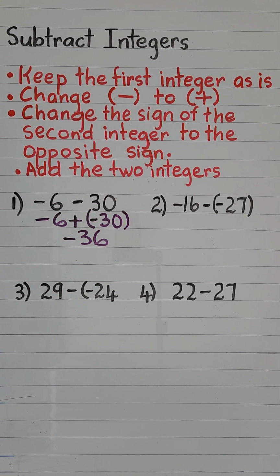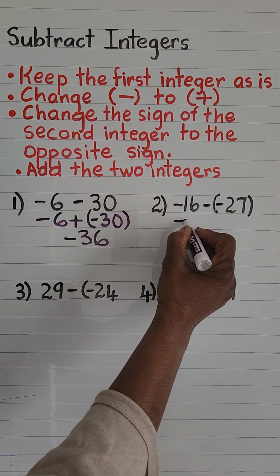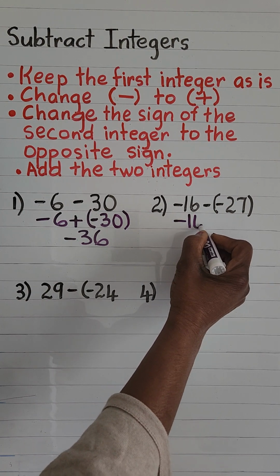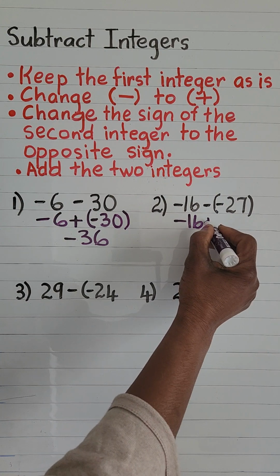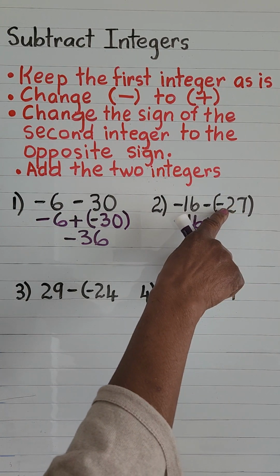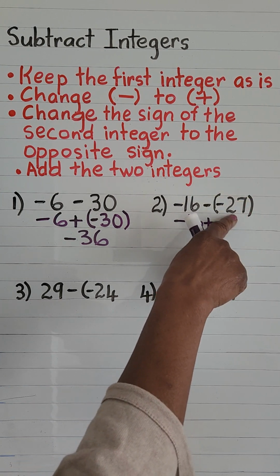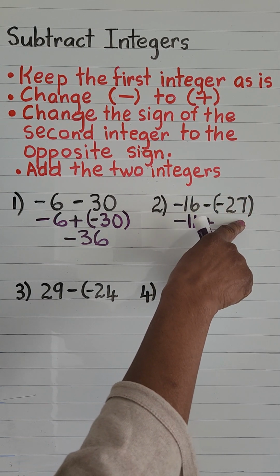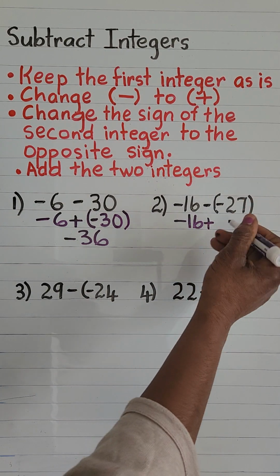Next, -16 minus -27. So we're going to keep the first integer, so that is -16. We're going to change the subtraction to addition. Then we're going to change the second integer to the opposite sign. So this is -27. So it will become +27.